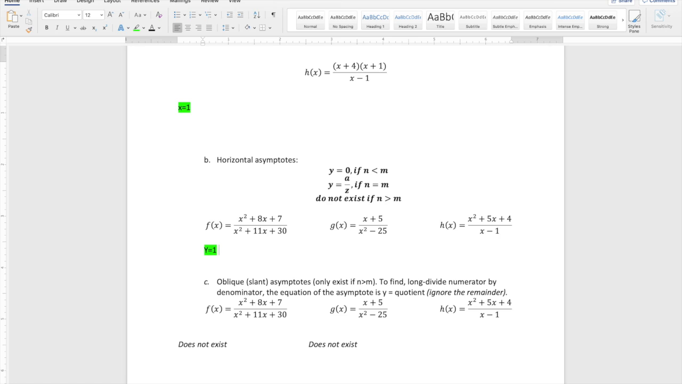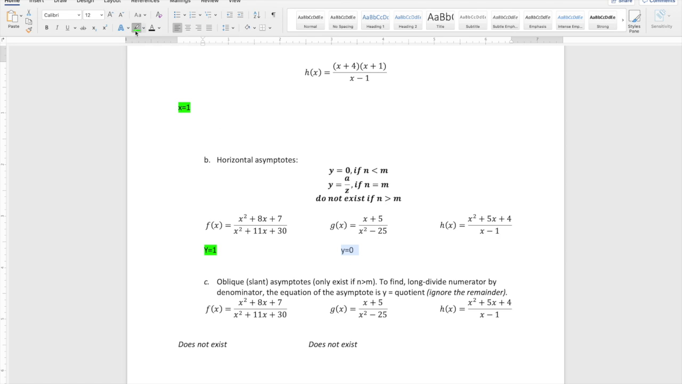Now we're going to move into function g. So for function g, let's compare the degrees. The degree at the top is 1. This power of x here is 1, and the power of x at the bottom is 2. So the top is actually less than the bottom. The top is less than the bottom. So that means that the horizontal asymptote will be y equals 0.